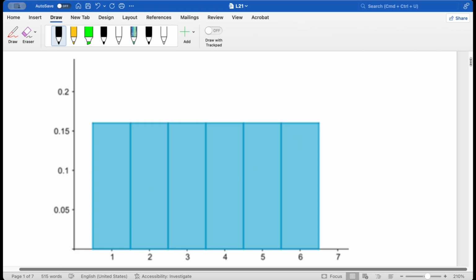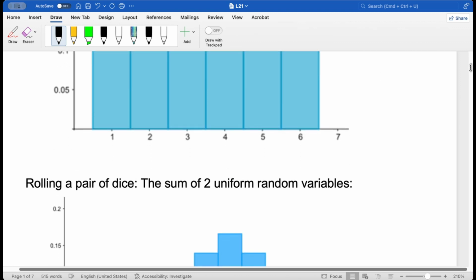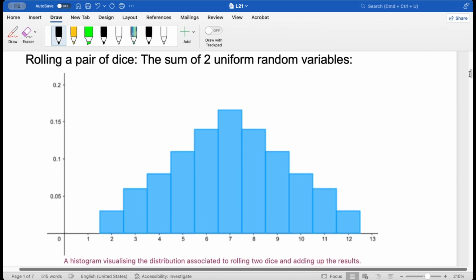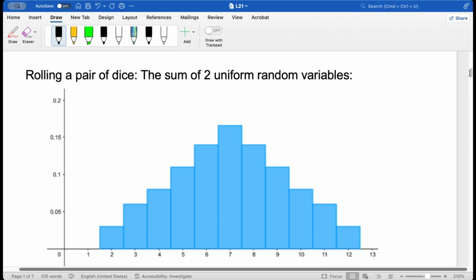Now, if we look at the probability mass function for rolling a pair of dice and recording the sum, this is the sum of two independent uniform random variables. And we see that the shape here is triangular. The most likely outcome here is a 7, and it trails off as we go farther away.